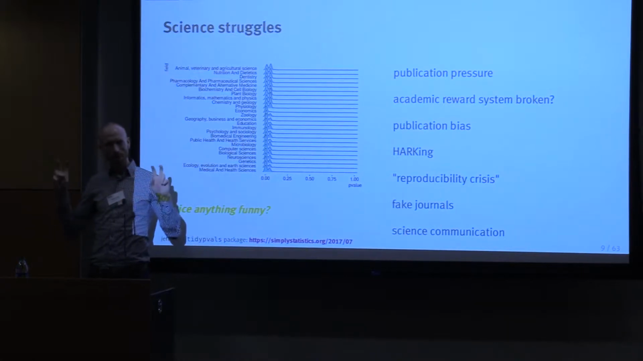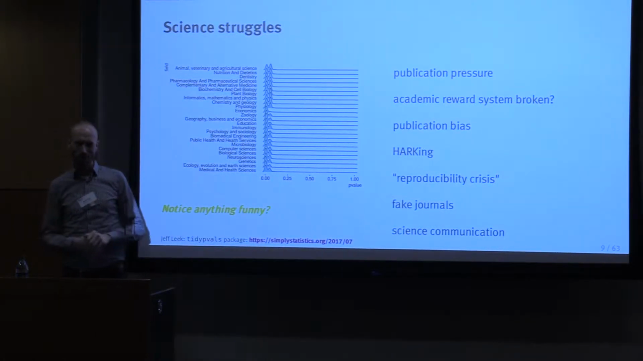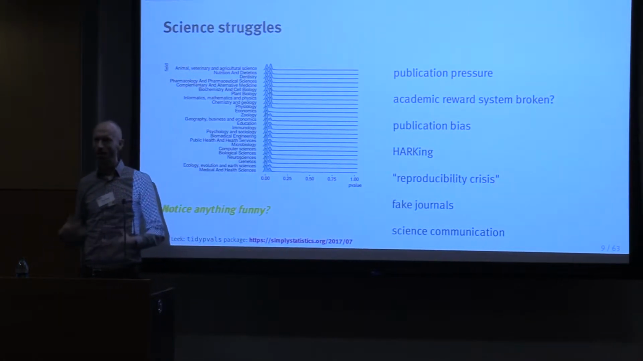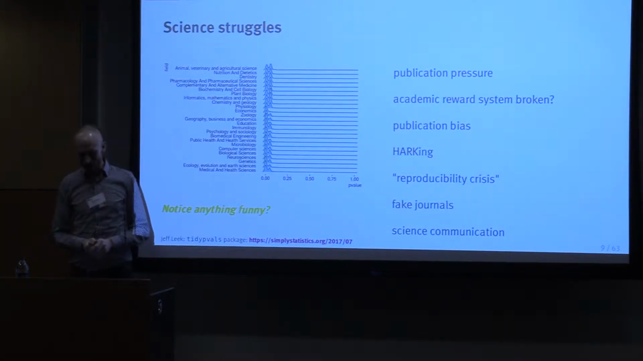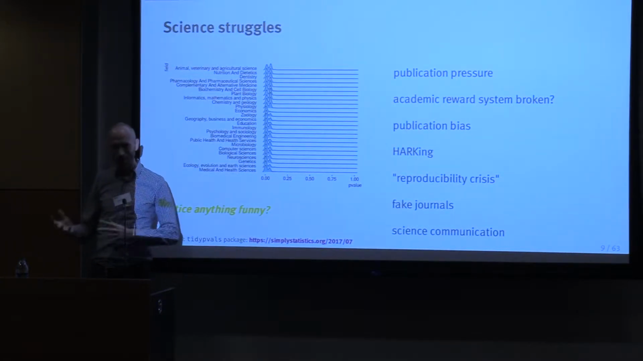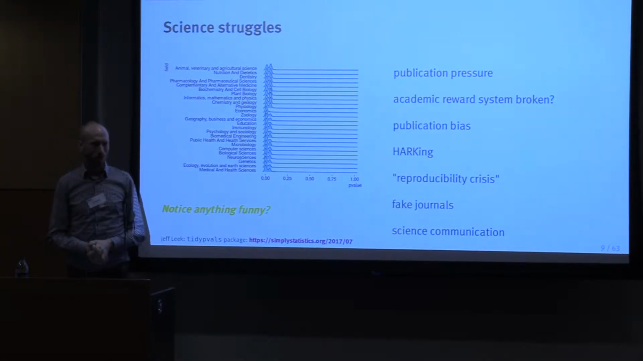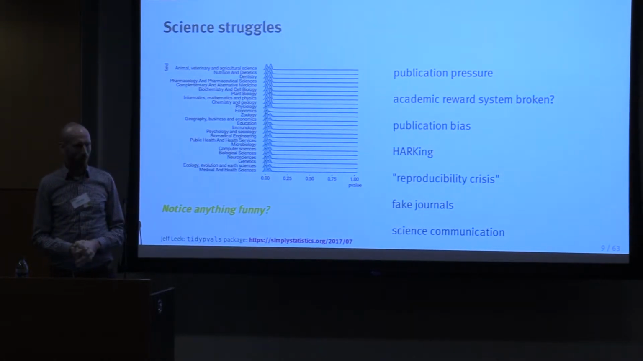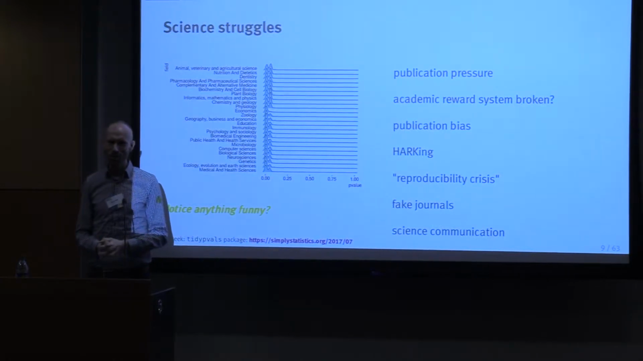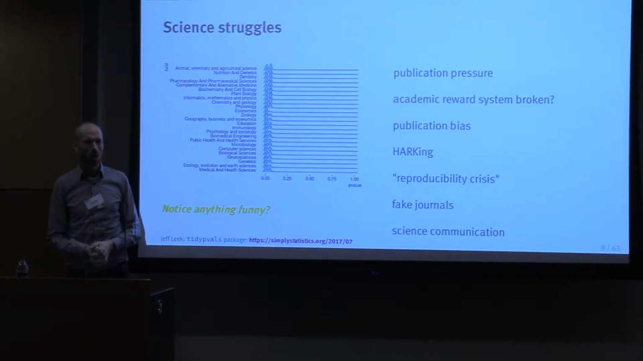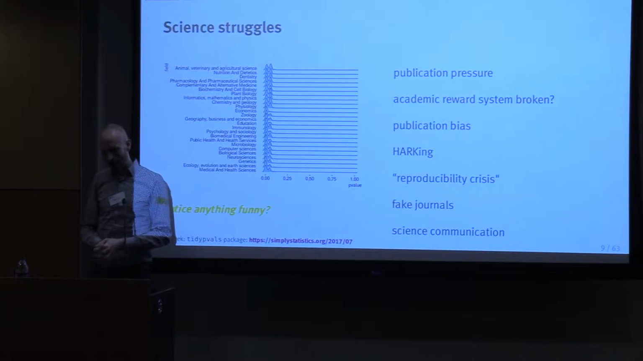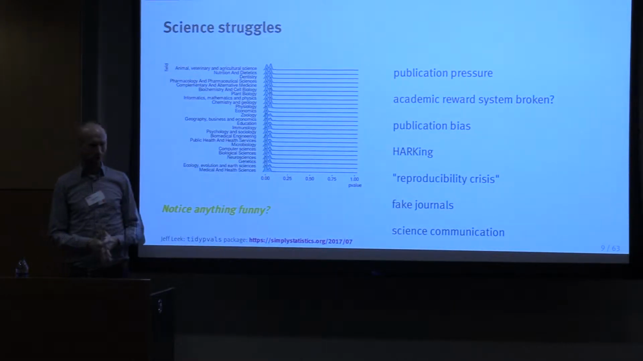We have a reproducibility crisis, though I'm not sure it is one, there are different opinions on whether there really is a crisis, or maybe an opportunity. We have fake journals, or actually fake journals is not a good term. The better term is predatory publishing, so we have people taking advantage of the publication pressure. And we have big challenges in science communication.